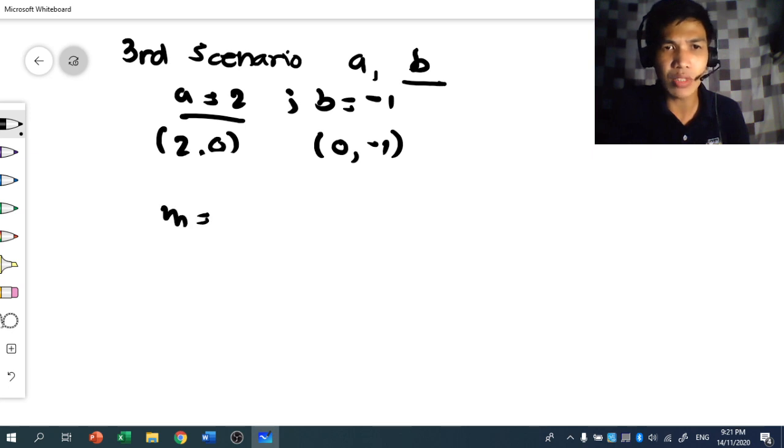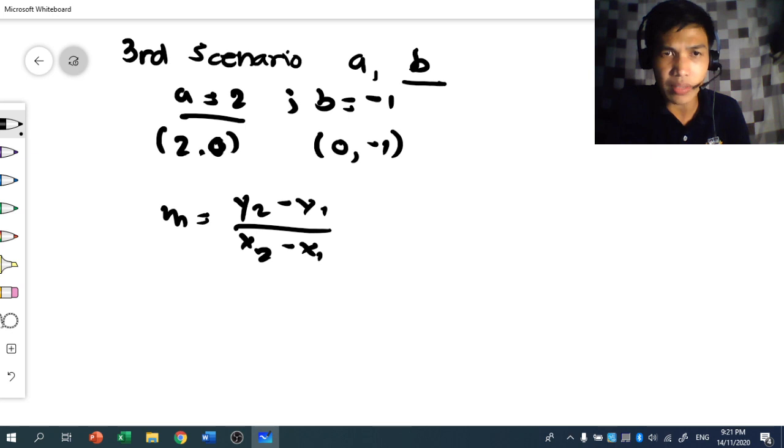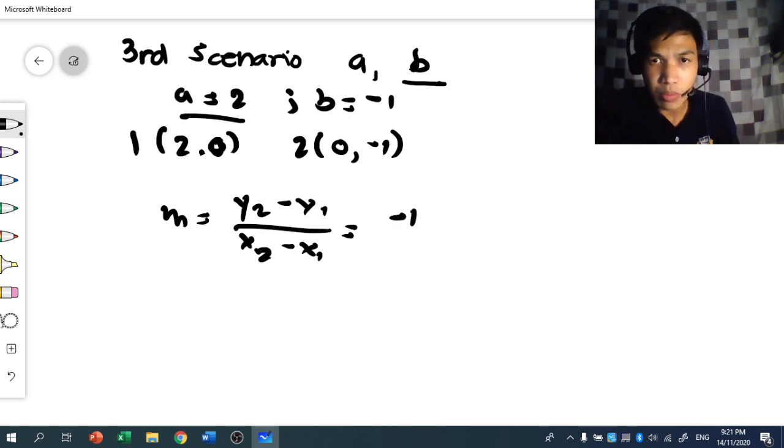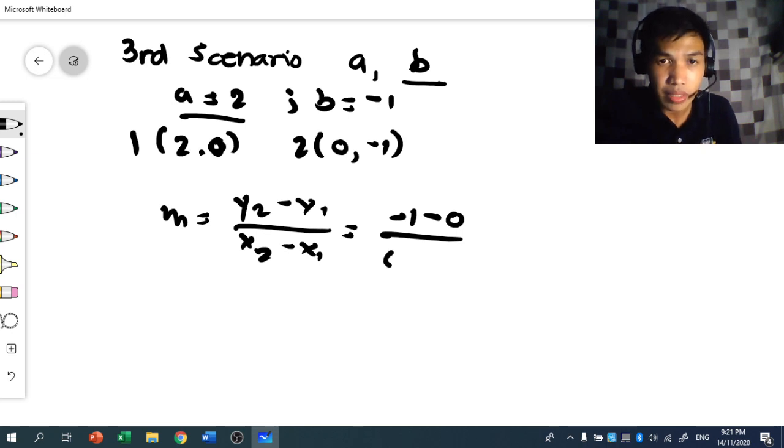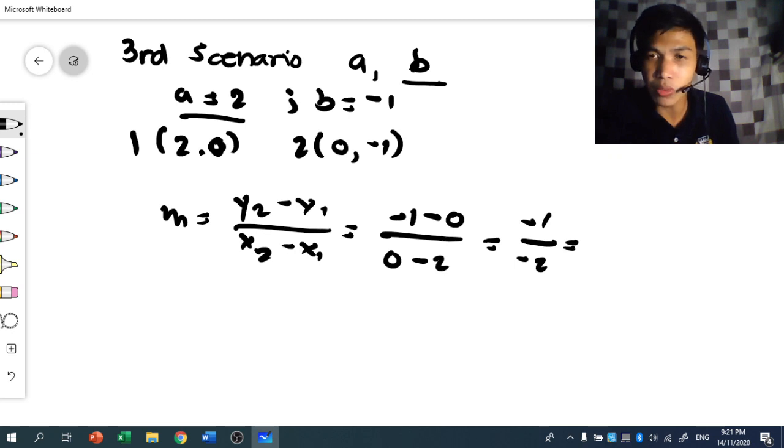M is equal to y sub 2 minus y sub 1 over x sub 2 minus x sub 1. This is the first and this is the second. So that must be equal to -1 minus 0 over 0 minus 2. -1 minus 0, that will be -1, over 0 minus 2, -2, and that will be equal to 1 half. So let's now substitute.